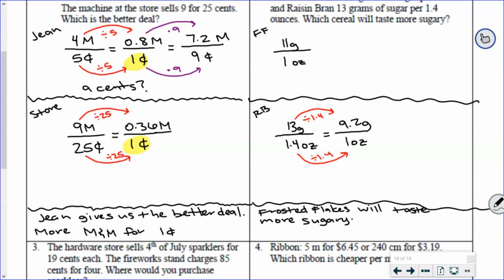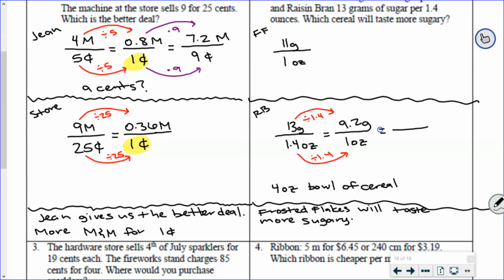So now I have another question for you. What if I pour myself a 4-ounce bowl of cereal? And I'm eating Raisin Bran because I'm an adult and that's what adults do. They eat the non-sugary cereals. 4-ounce bowl of cereal. How much sugar will I be eating?